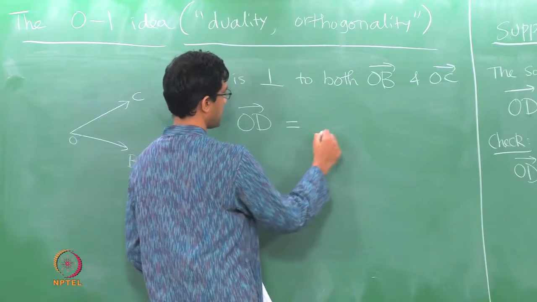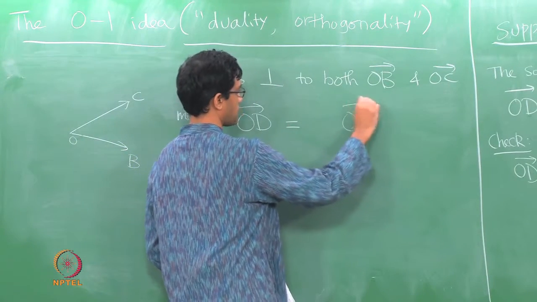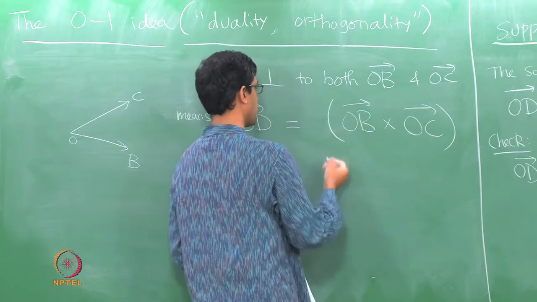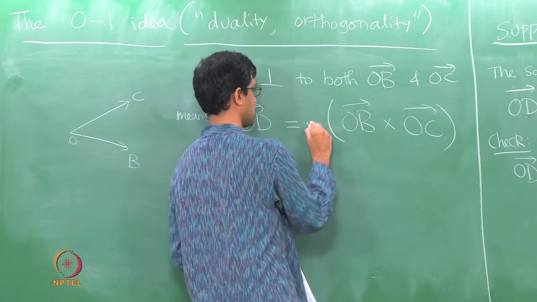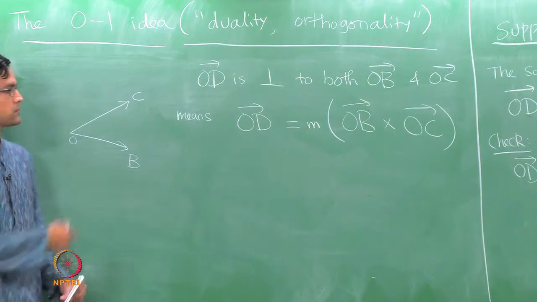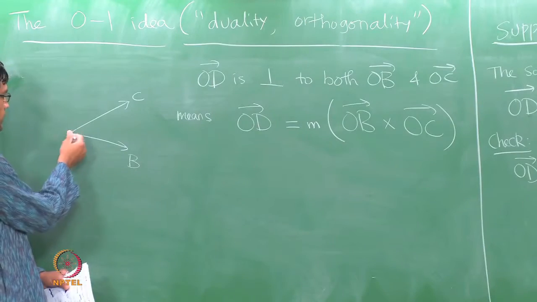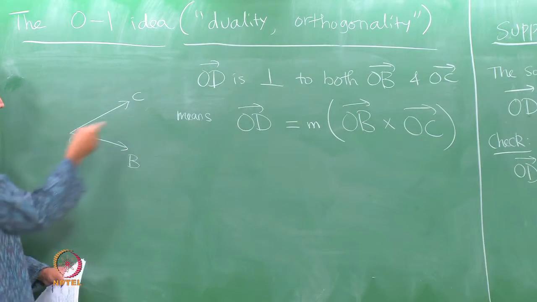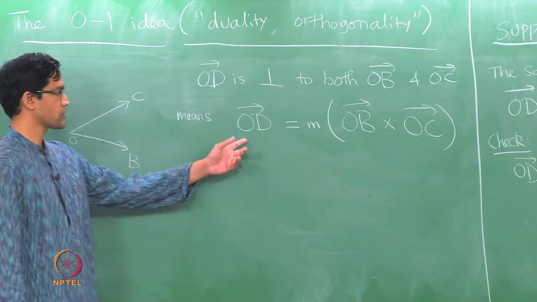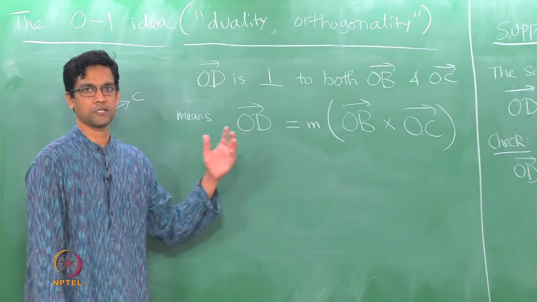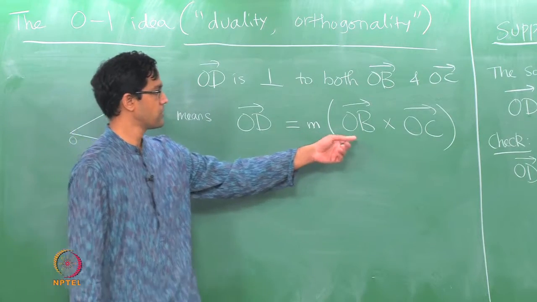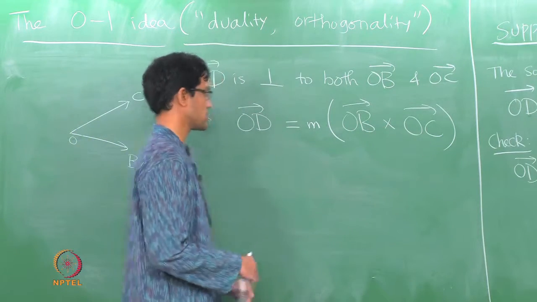So in other words, you take OB cross OC, the cross product of the vectors, and OD could be some multiple of this, let us call it some real number m times the cross product. Okay. So it could point in the opposite direction if your multiple m is negative, but at least what this has done is it has quickly given us a starting point for the form of OD. All we need to do is figure out what the cross product of these vectors is. So let us do that.